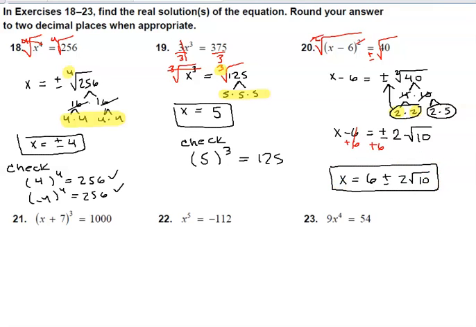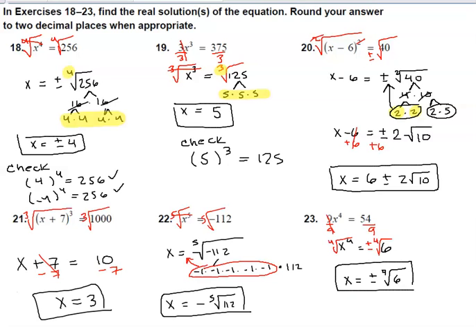All right, go ahead and pause the video and try 21, 22, and 23 on your own. In number 21, I just have the number 3. In number 22, we had the 5th root of -112. The only thing I could do is take out a -1 in this situation because the 112 did not break down into 5 identical factors. And in number 23, I have the 4th root of 6 that is either positive or negative. Pause the video if you need to review the work done for any of these.